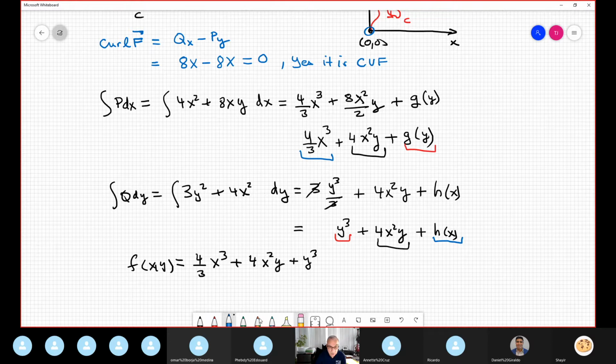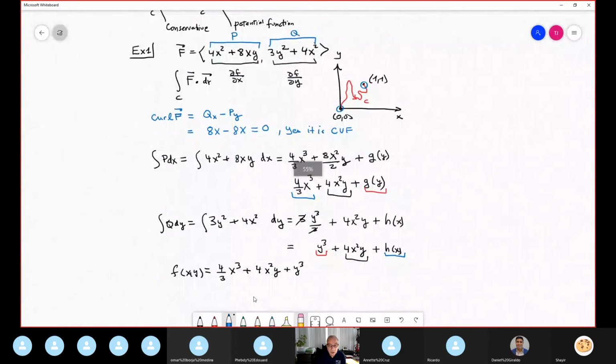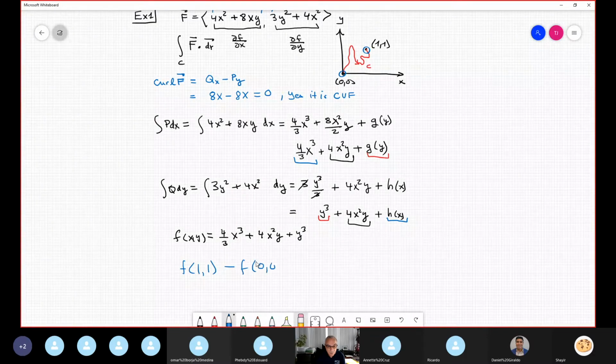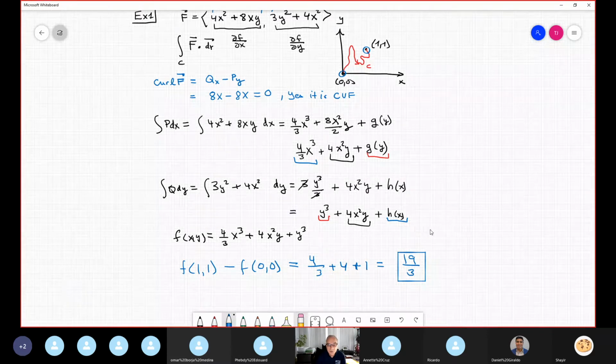So what should I do? Well, evaluate between 0, 0 and 1, 1. So in order to find the line integral, you evaluate f at 1, 1 minus f at 0, 0. Well, at 0, 0 it is obvious that it is 0. At 1, 1 it is 4/3 plus 4 plus 1. So the answer is 4/3 plus 4 plus 1, which is 19 over 3. Super easy. Let me summarize the idea.